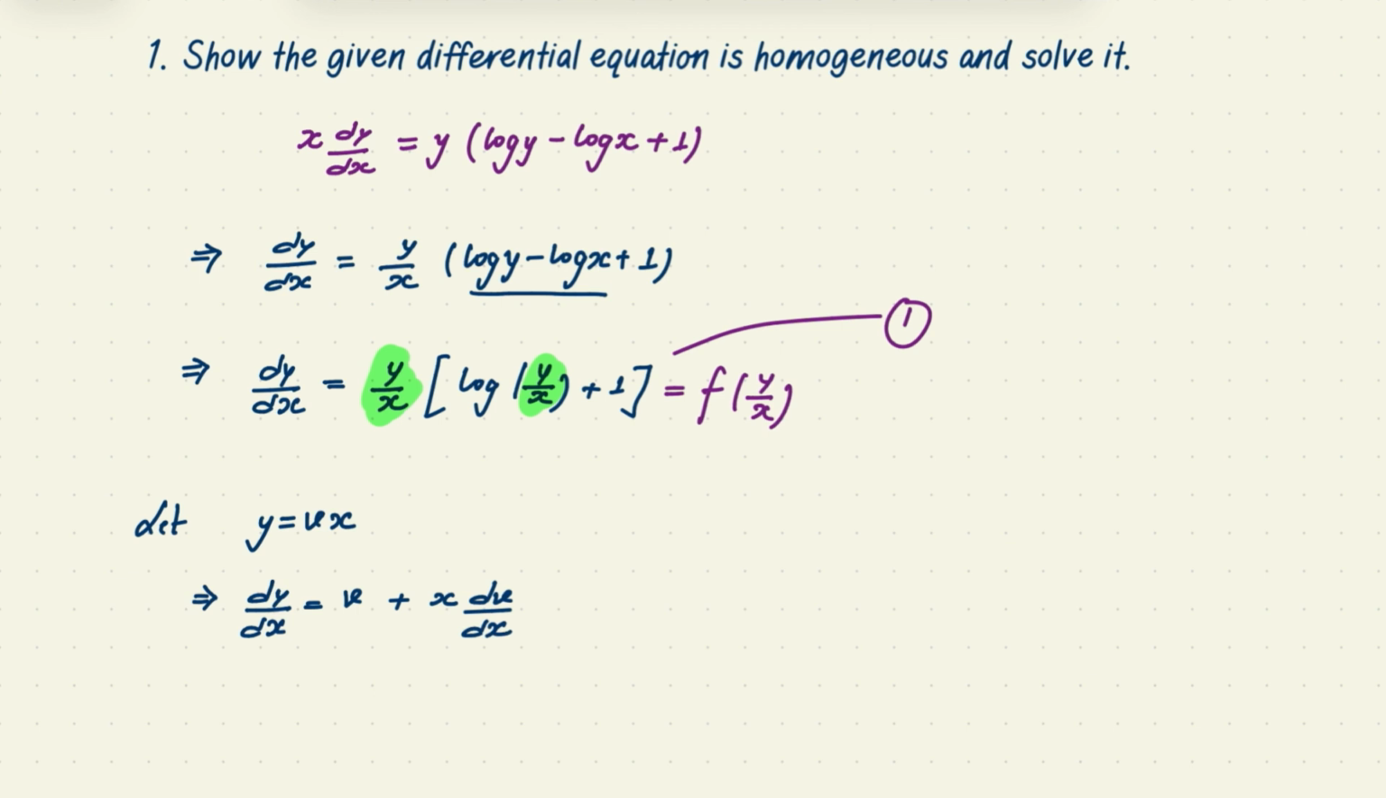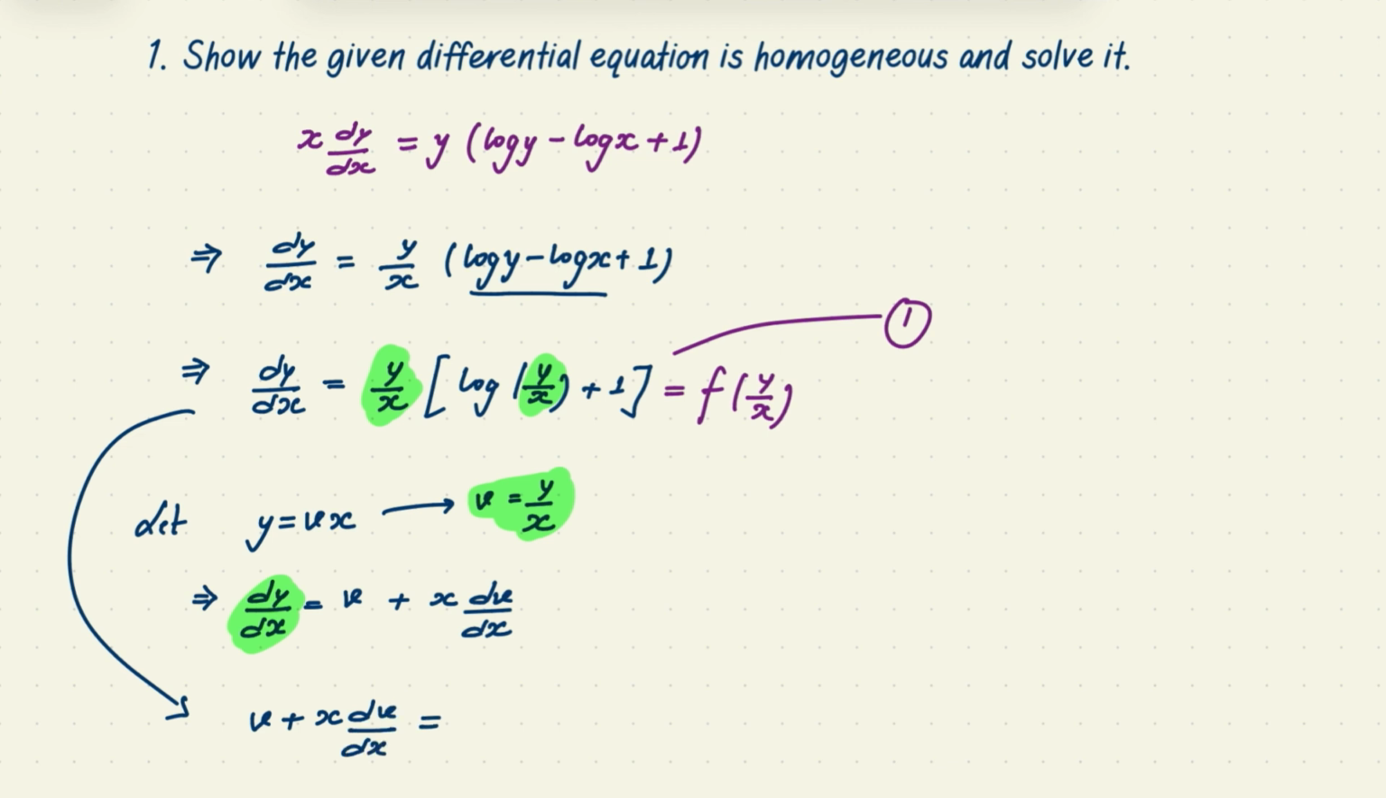Now, we will substitute the value of dy over dx in equation 1, and you see that v is nothing but the ratio of y over x. So, instead of y over x, we will be writing v in equation 1. These two things we have to substitute in equation 1. Substituting y over x and dy over dx in equation 1, this equation will be, instead of dy over dx, v plus x into dv over dx equals y over x, which is v, into log of y over x, which is v, plus 1.